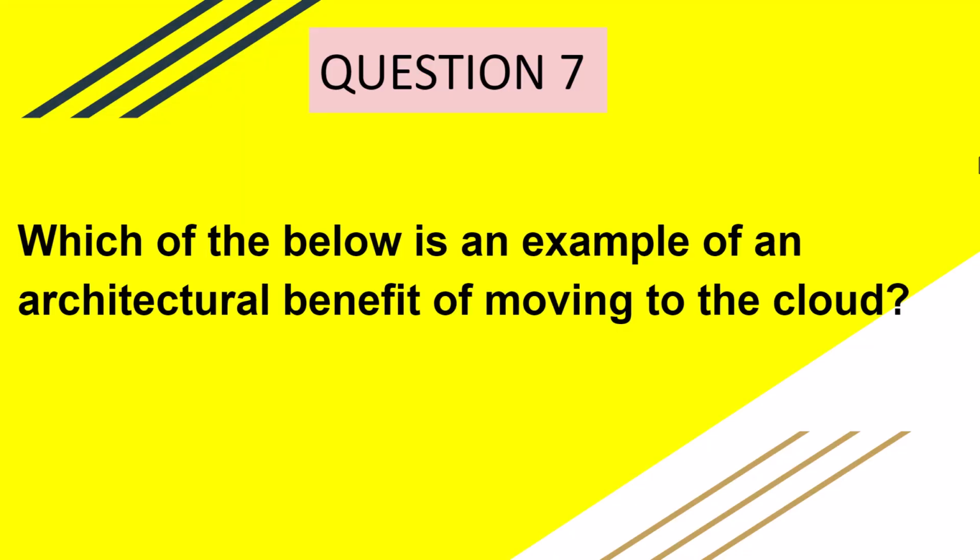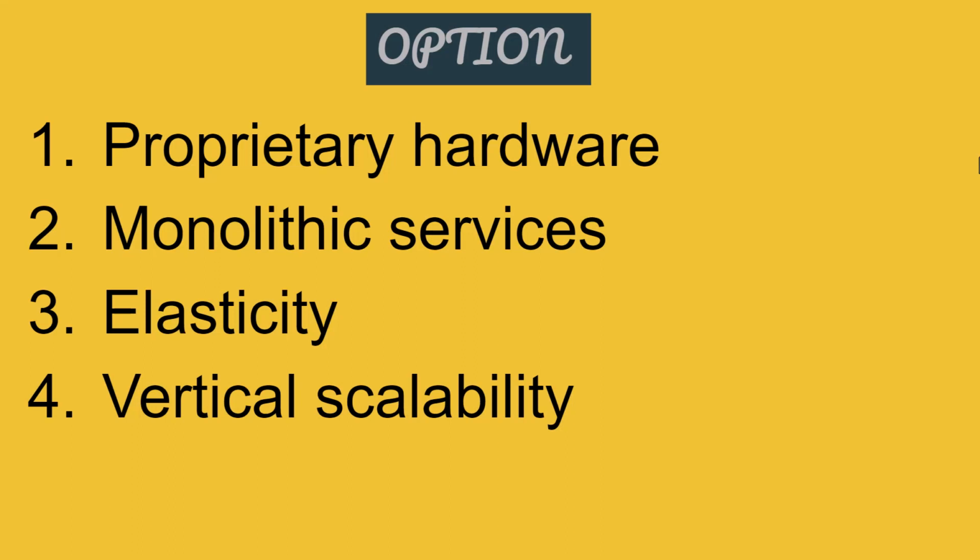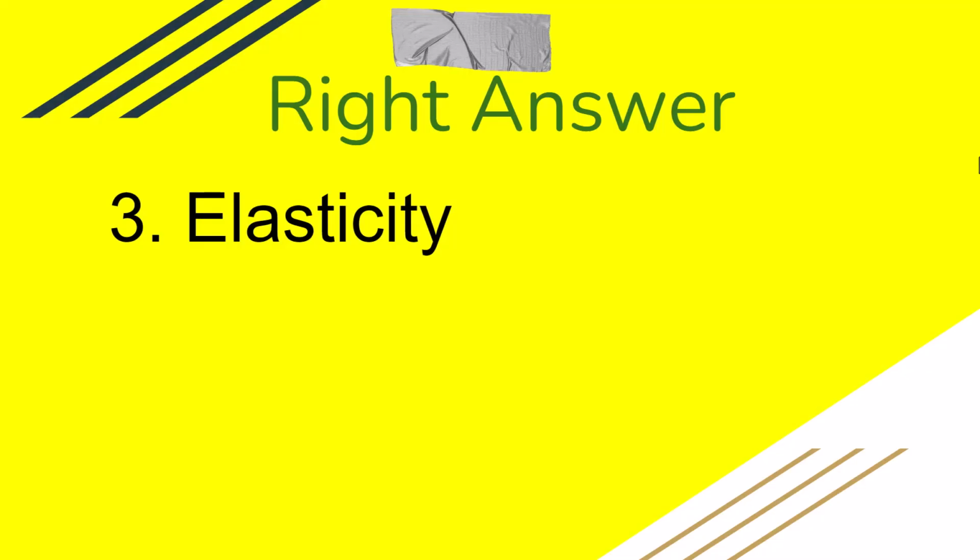Question 7. Which of the below is an example of an architectural benefit of moving to the cloud? Option 1. Proprietary hardware. 2. Monolithic services. 3. Elasticity. 4. Vertical scalability. Right answer is 3. Elasticity.